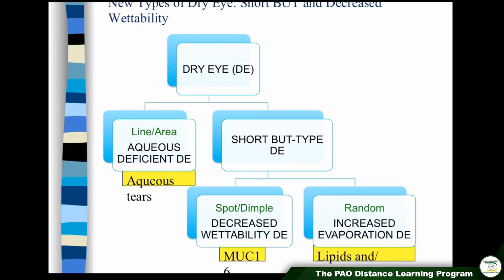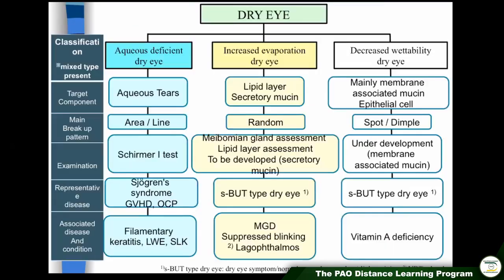In one simple test, you can tell what's lacking, what's the underlying pathology, what's the probable cause, and you can give them a targeted therapy. Therefore you can classify them as aqueous deficient dry eye, increased evaporation dry eye, or decreased wettability dry eye. Aqueous deficient, the problem is the aqueous tear. Increased evaporation, lipid and your secretory mucin. While decreased wettability, it's your membrane-bound mucin and your corneal epithelial cell that might have problems.